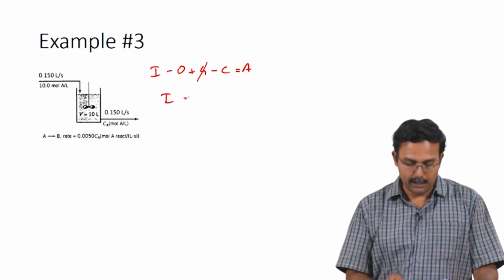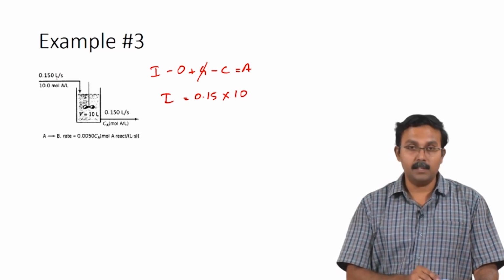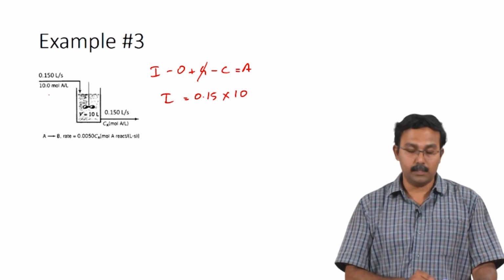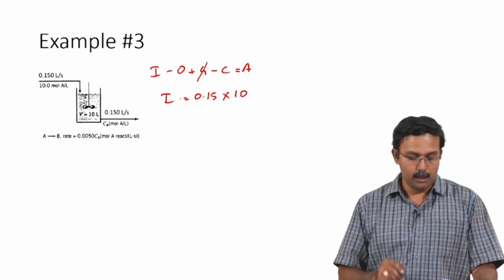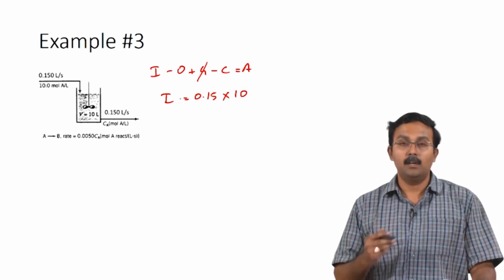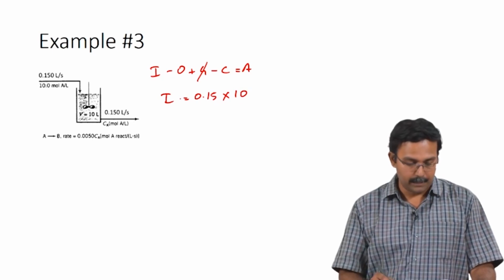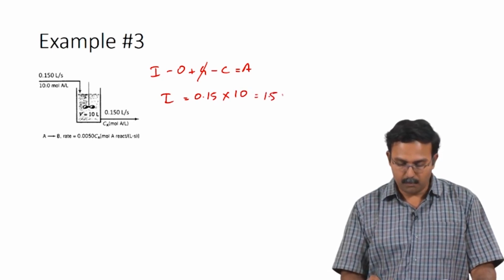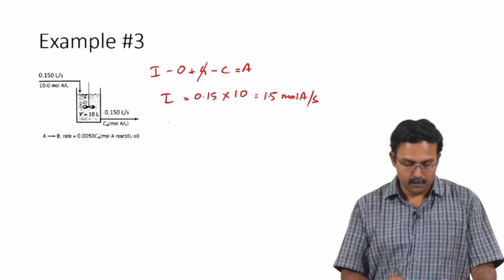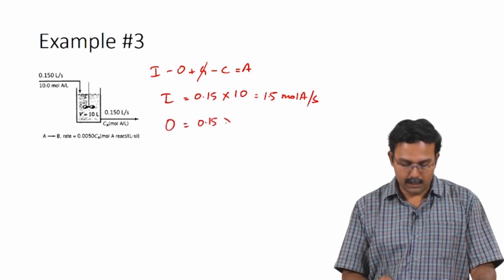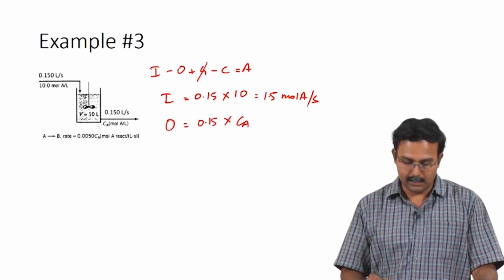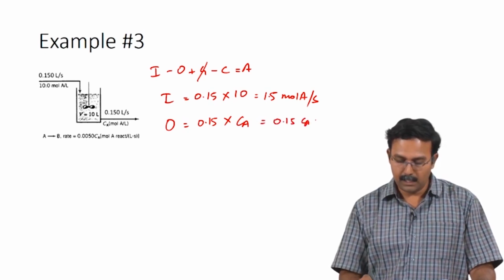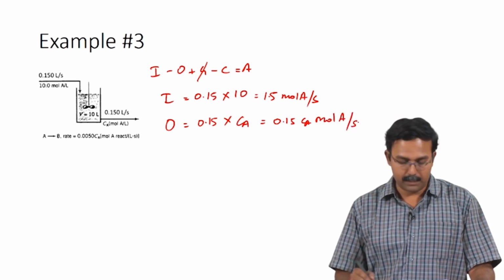So, the input term would be equal to 0.15 times 10, because 0.15 is the volumetric flow rate and 10 is the concentration of A in terms of moles per liter. Doing this multiplication you would get moles of A per second, which is the molar flow rate of A entering into the system. So, this would become 1.5 moles of A per second. Output would be 0.15 times CA. We do not know the outlet concentration, so we will just call it CA as given in the problem. So, 0.15 CA would be the moles of A in the outlet stream per second.